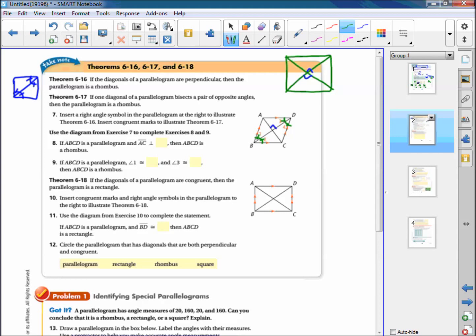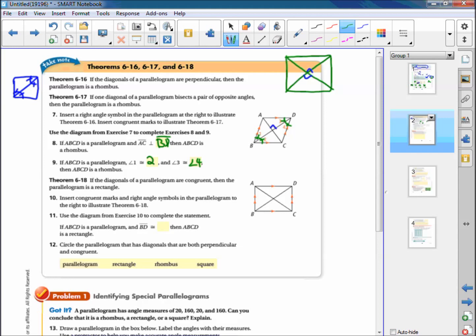Use the diagram from exercise 7 to complete exercises 8 and 9. If ABCD is a parallelogram and AC is perpendicular to BD, then ABCD is a rhombus. So if we have diagonals that are perpendicular, we've got a rhombus. And if ABCD is a parallelogram, and angle 1 is the same as angle 2, and angle 3 is the same as angle 4, then we have a rhombus. If a diagonal splits it into two congruent pairs, then we have a rhombus. By the way, 1, 2, 3, and 4 are also all going to be congruent to each other.